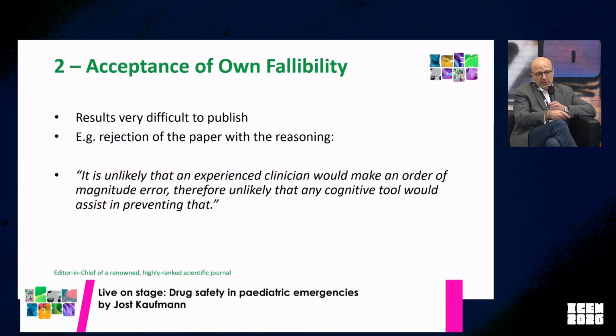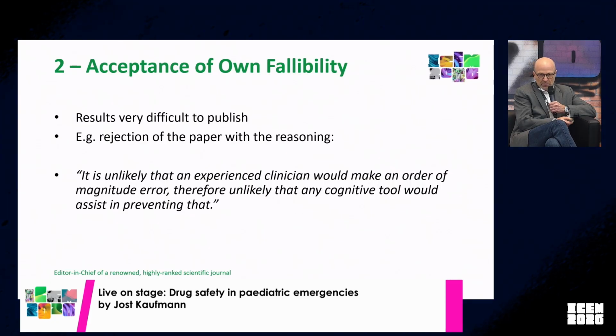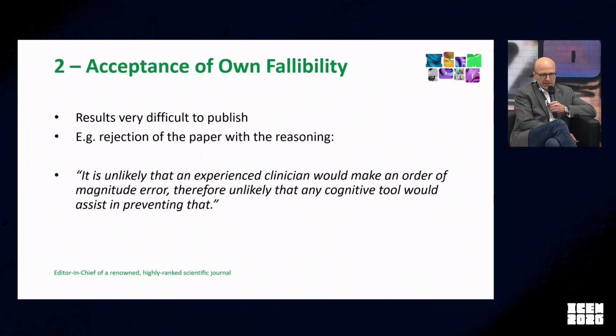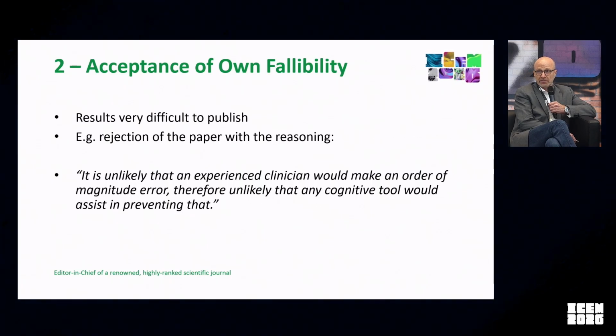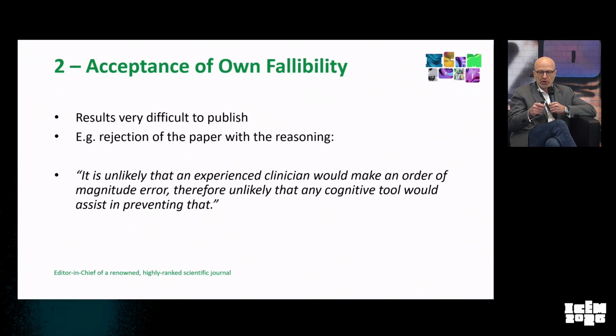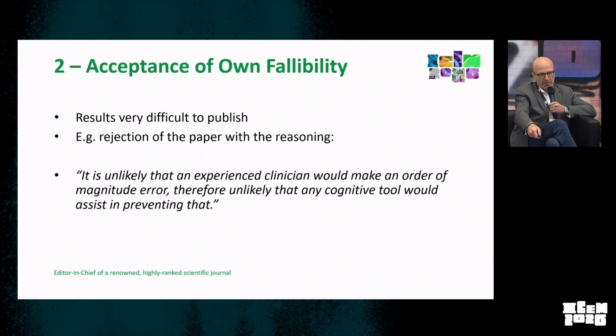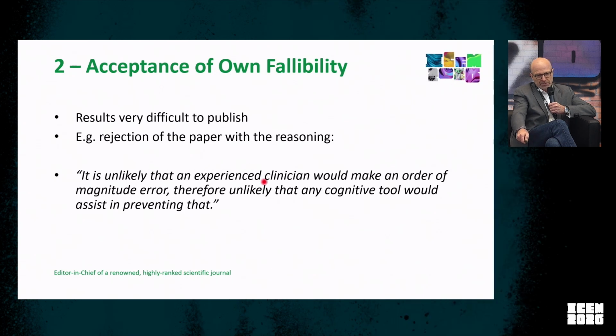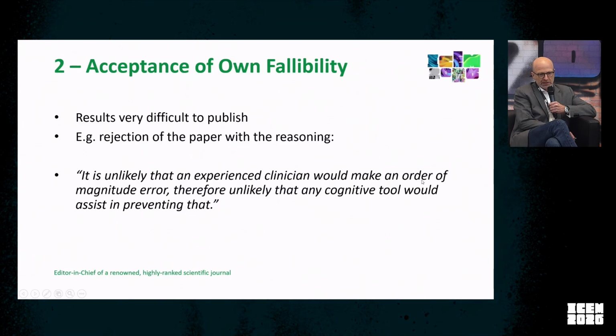It was very difficult to publish, and this is another example for the fallibility of the editor-in-chief of a renowned, highly ranked scientific international journal. He told me in the official communication why he did not accept the paper. It is unlikely that an experienced physician would make an order of magnitude error, therefore unlikely that any cognitive tool would assist in preventing that.